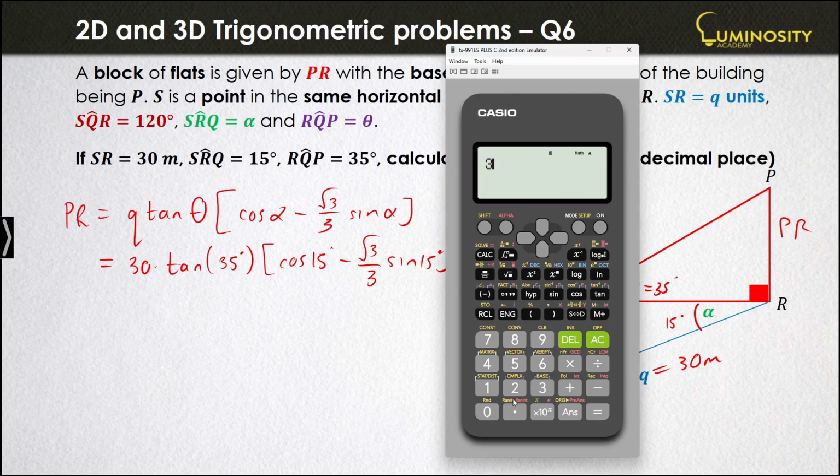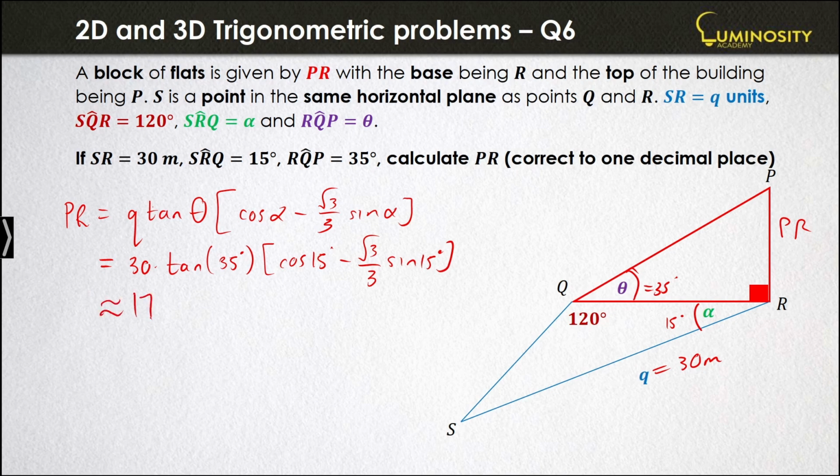So let's put on our calculator. 30 times tan of 35, open brackets, cos of 15, close brackets, minus fraction root 3 over 3 times sine of 15 degrees, close brackets, and I'm left with 17.15. So if I round that off to one decimal place, that's going to be 17.2 meters. Okay, so that is the approximate height of this block of flats.